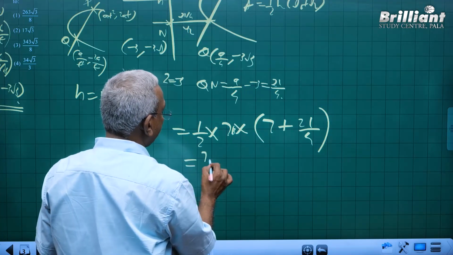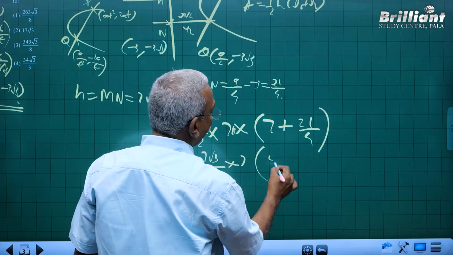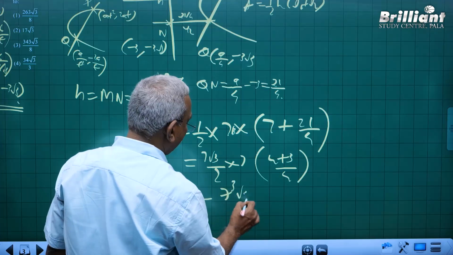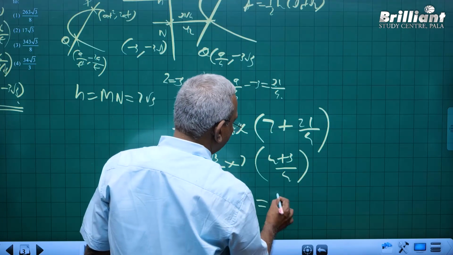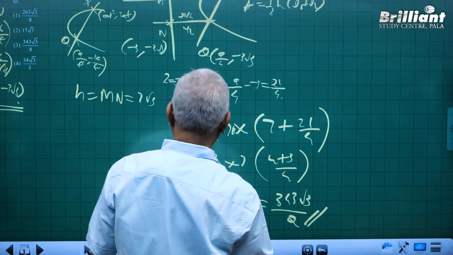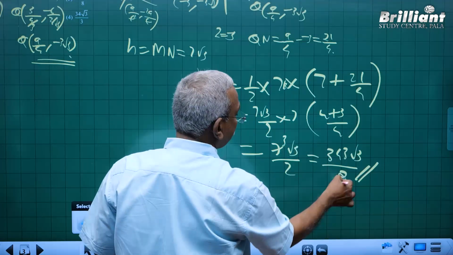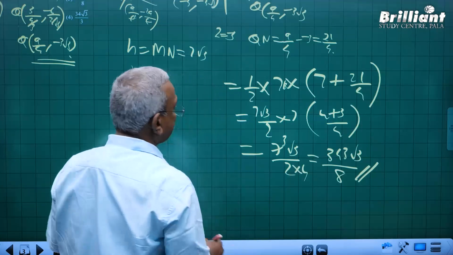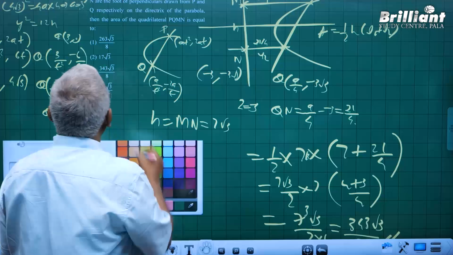So, 7 root 3 divided by 2 into, we can take one 7 outside, then 4 plus 3 divided by 4 is there. That's equal to 7 cube root 3 divided by 2, which is 343 root 3 divided by 2, the answer. 2 into 4, that is actually what? 8. This 4 into 2 is actually 8. So your answer is the third option, this one.